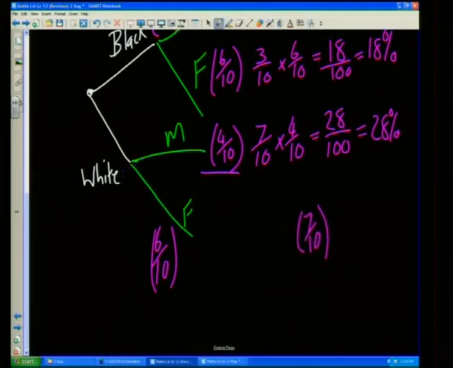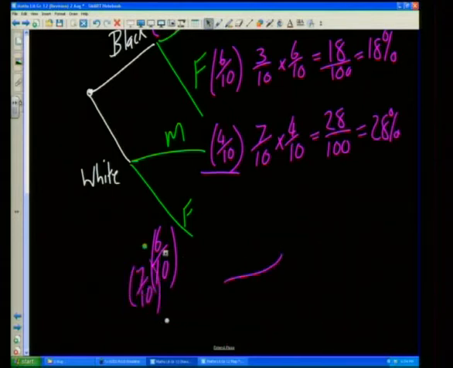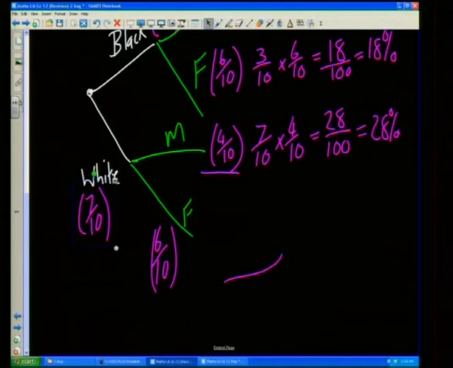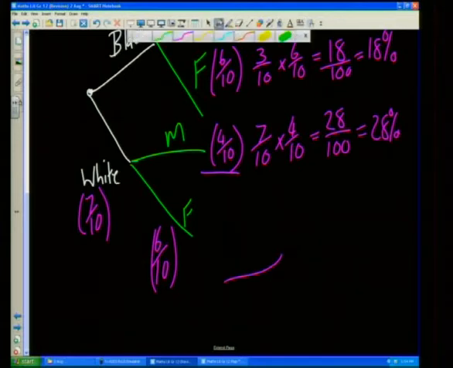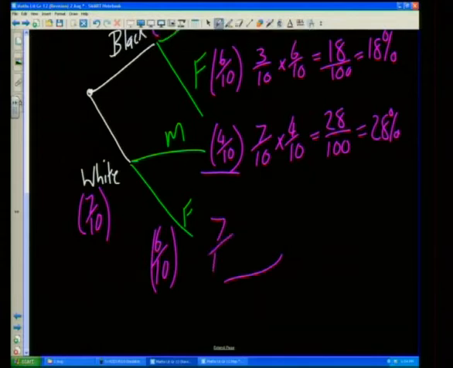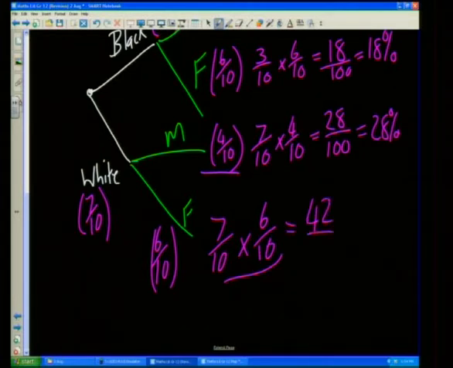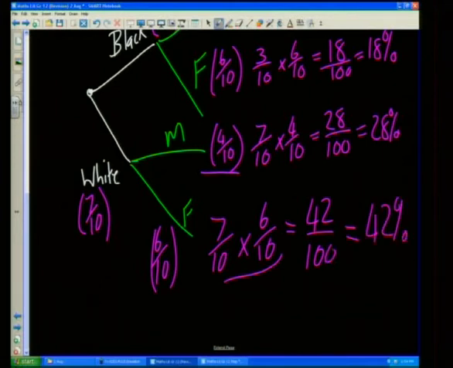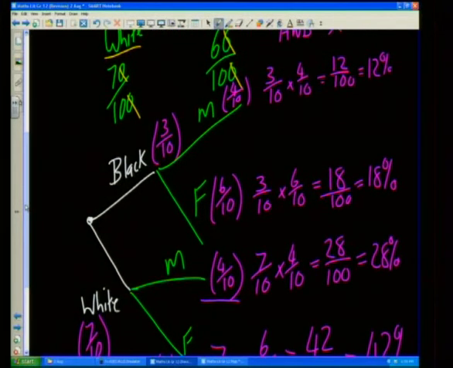Now we've got 7 sixes. Look over here. This is very interesting. What we've got for white female is the possibility of 7 out of 10 multiplied by 6 out of 10, and 6 sevens are 42 out of 100, and that gives you 42%. So those are all the possibilities and the percentages of making that choice.